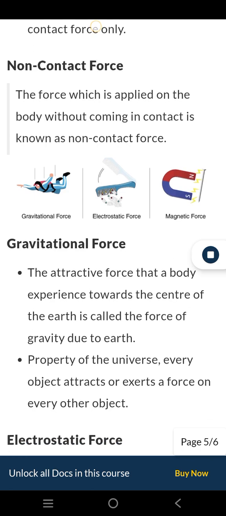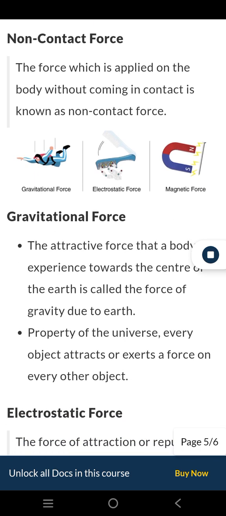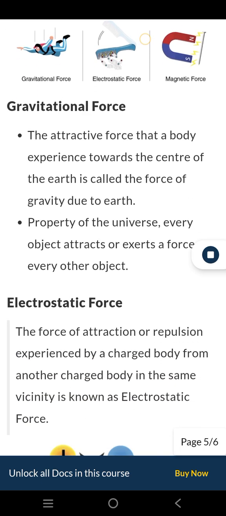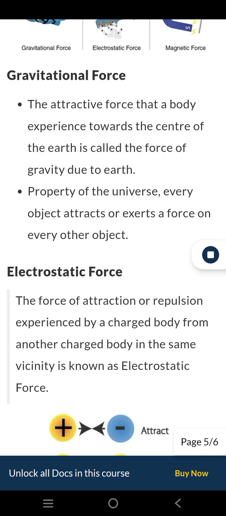Non-contact force: the force which is applied on the body without coming in contact is known as non-contact force. Gravitational force: the attractive force that a body experiences towards the center of the earth is called the force of gravity due to Earth. Property of the universe: every object attracts or exerts a force on every other object.